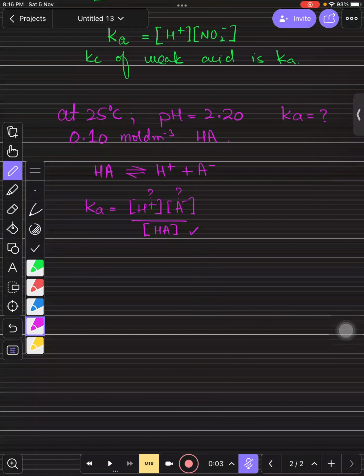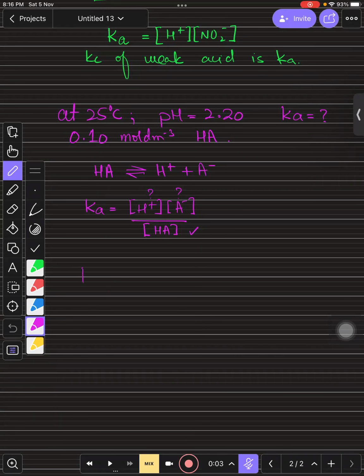In the previous question, what did we do? We supposed H to be x, so A was also x. That was fine, because whenever water dissociates, equal ions dissociate. That was fine, we could suppose it. But here we cannot suppose that, because this is a weak acid. Whenever you talk about a weak acid, there is a partial dissociation. We don't know how much dissociation will occur, so we cannot consider x here. So what will we do? We will go through pH.